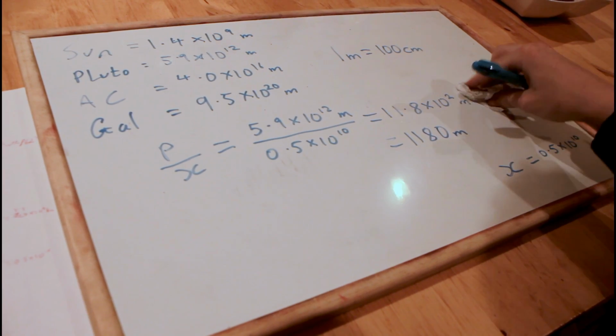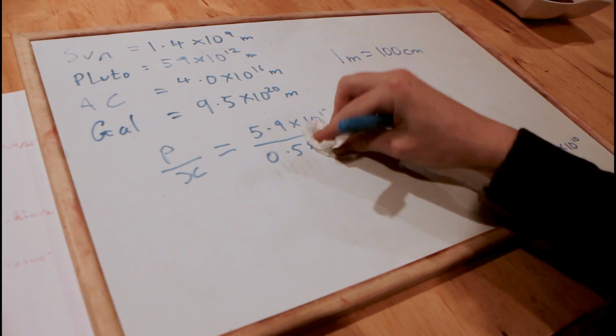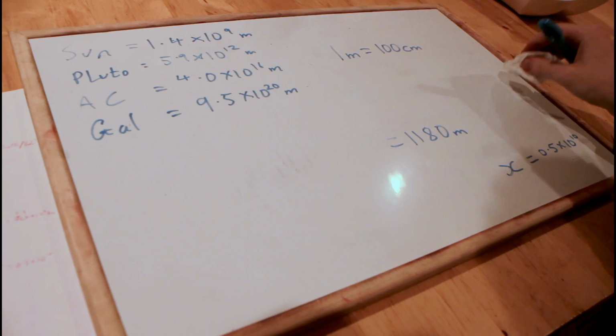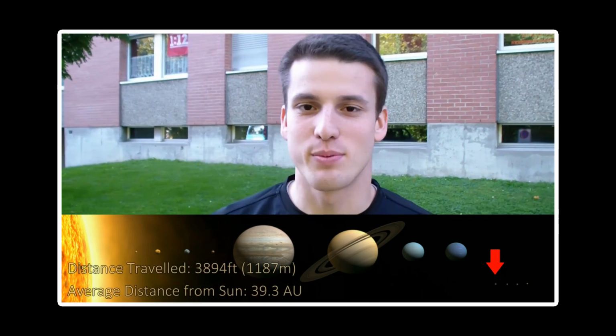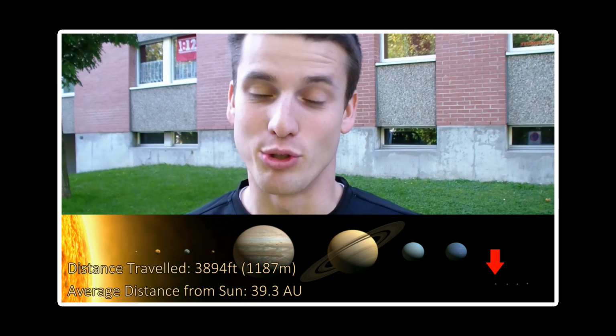So that is the answer to our question of if the sun was 28 centimeters, how far away would Pluto be? And the answer is 1,180 meters. Which is roughly the same distance I got when I made the very first video I did for my channel, almost 3 years ago now.